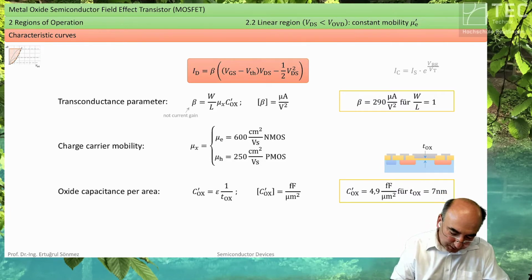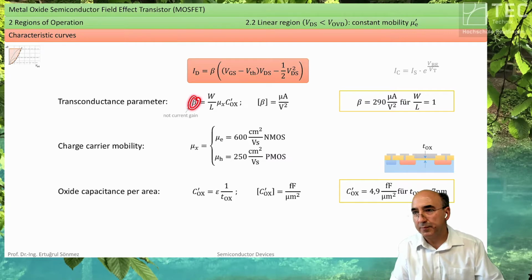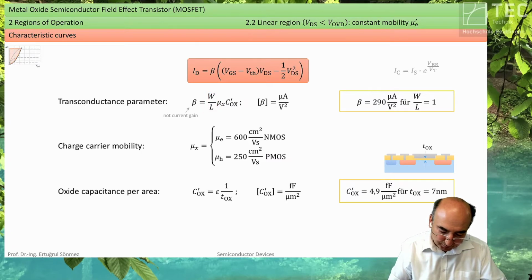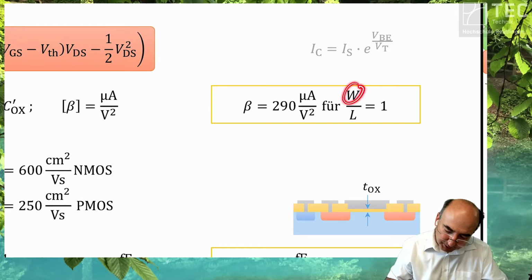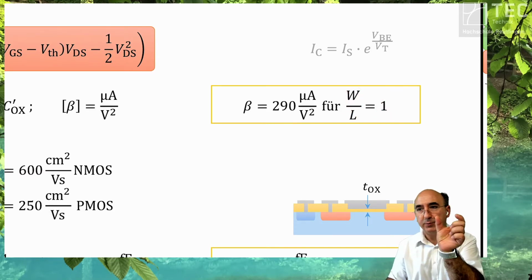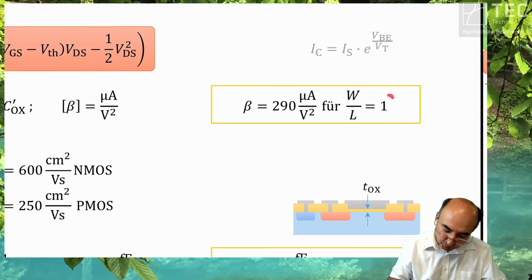Okay, so this beta will have a different meaning for the bipolar transistor. The W to L relation is proportional to the transconductance parameter, and vice versa. So if we take the width to the length a factor of 1, so let's say 5 micrometer length, 5 micrometer width, then we have 1.